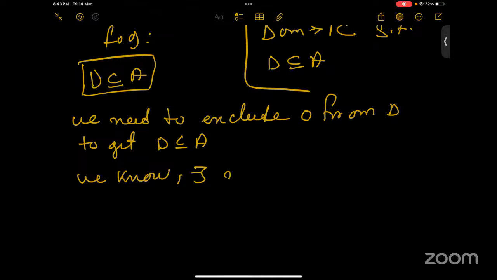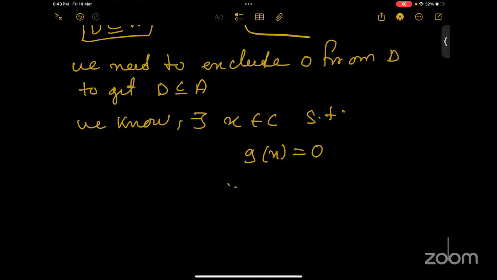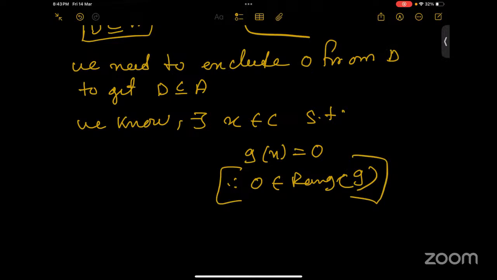So we know there is an x in C such that g of x is equal to 0, right? Because 0 belongs to the range of g. Now we need to exclude that x from C. We have to find that x and exclude it from C. If that particular x is not a member of the domain of g, then we will not get 0 as a result.